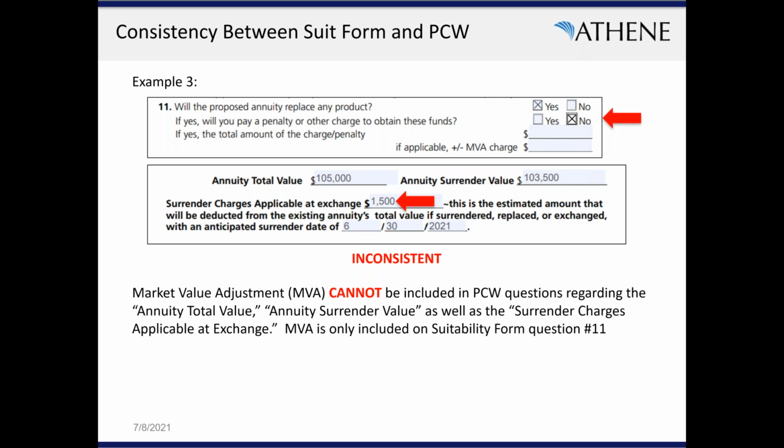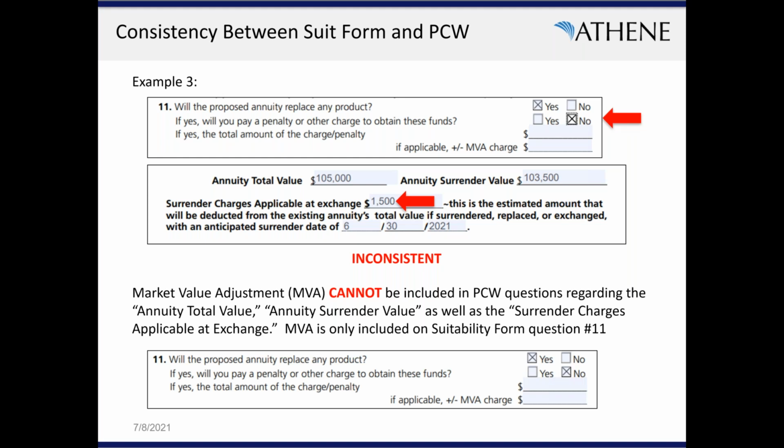Where you're going to show the positive MVA is question 11 on the suitability form, the top of this screen, where it says, if yes, total amount of charge penalty, if applicable, positive or negative MVA. You would put positive 3,000. So make sure you're following the guidance, because these are easy ways to cause NIGOs and always have to go back to your customer. That's why we want to try to be as clear up front and as much transparency as we can.